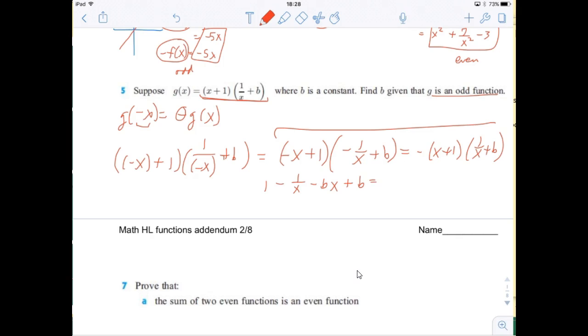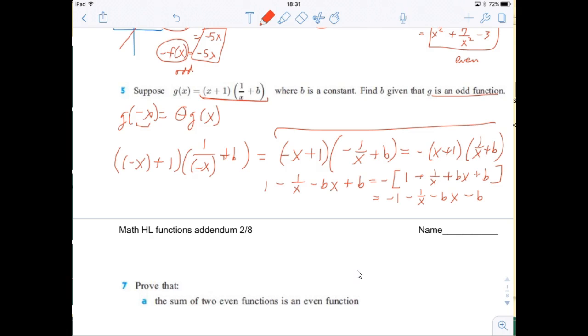And then the right side is, I'm going to put the negative out here for now. x times 1 over x is 1. We're going to do the inside, which is 1 times 1 over x, which is 1 over x. And we'll do the outside, which is bx. And then we'll do the last term, which is plus b. Now we're going to distribute the negative sign. So on the right side, we're going to have negative 1 over x, minus bx, minus b.